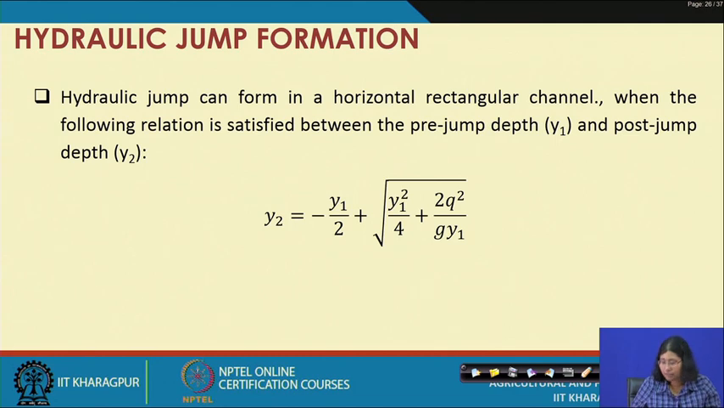So, hydraulic jump formation. A hydraulic jump can form in a horizontal rectangular channel when a certain relation is satisfied between the pre-jump and the post-jump depth. So, pre-jump is y1 and the post-jump depth is y2. All of you know that a hydraulic jump can be created and then we can get the conjugate depth equation. So, this is the basic form of the equation to be used for y2 and y1.